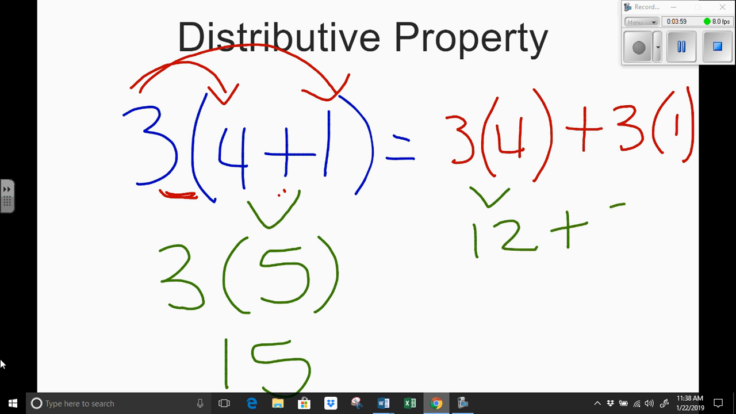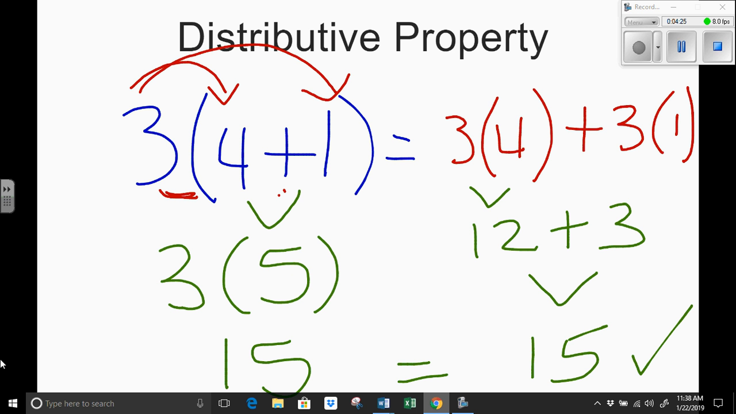3 times 1 is 3, and 12 plus 3 is 15. So because 15 is equal to 15, this property is true. The biggest thing that you need to know about the distributive property is that multiplication is always going to be involved. When the 3 in this case goes with the 4, it means 3 times 4. And then it also has to multiply by the second number that's in the parentheses as well. In this case, it was the 1.